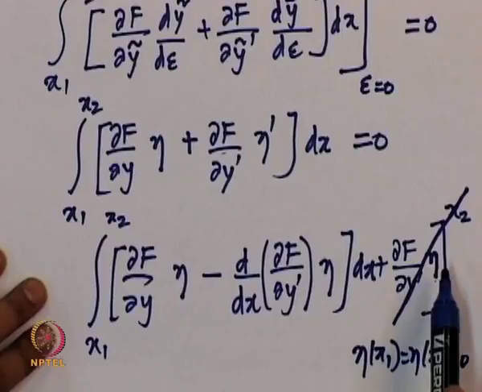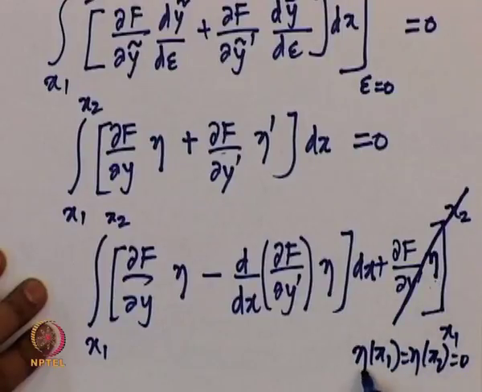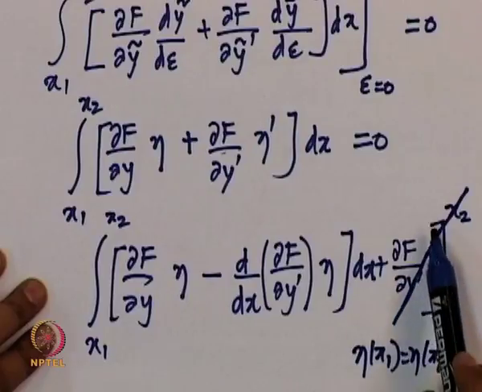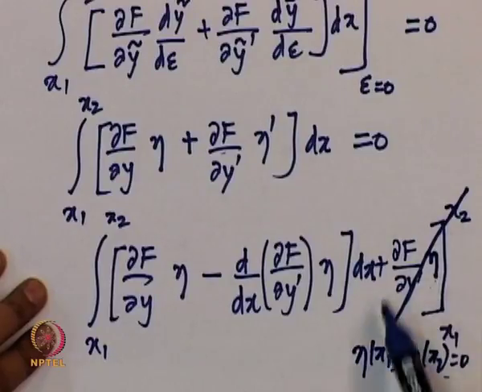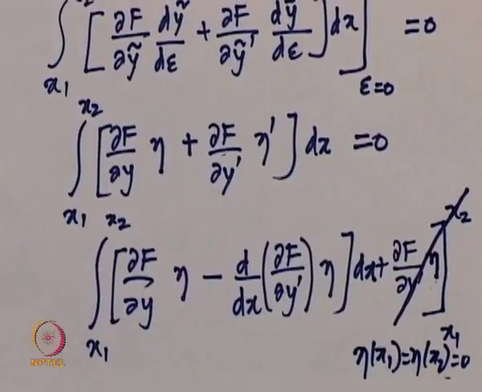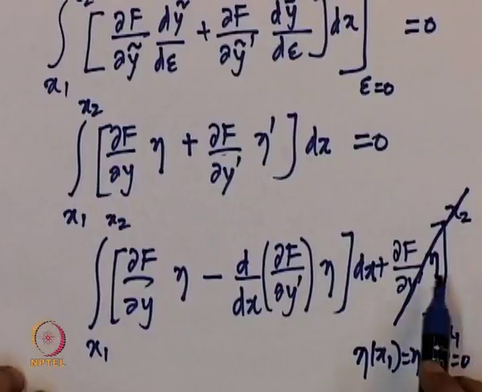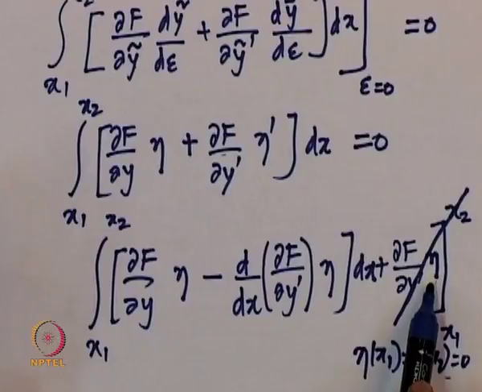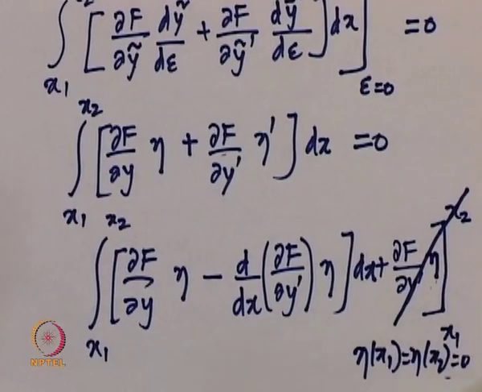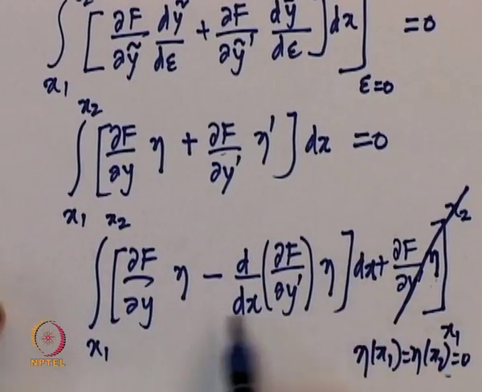Notice that I can also choose functions for which eta of x 1, eta of x 2 might not be 0, as long as dou f by dou y prime is 0 at these 2 points, I can still satisfy this condition. So, we assumed one condition, but this is not the only condition in which this term will go to 0. In any case, you can make it go to 0 either by assuming the variations which are consistent with the endpoints, the eta becoming 0, or dou f by dou y prime becoming 0 at the endpoint. So, either way you can do it, you end up with this.